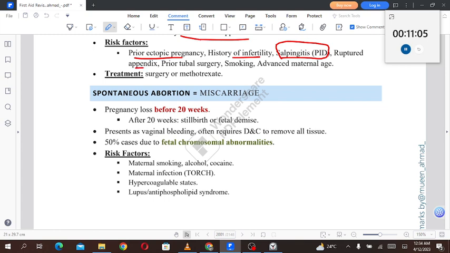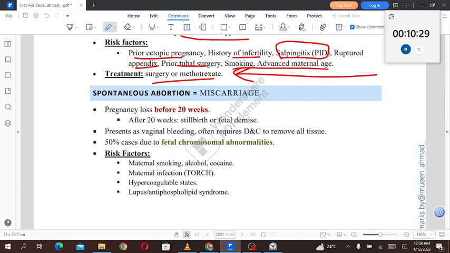There can be a ruptured appendix as a risk factor, because whenever there is a ruptured appendix, there will be inflammation in the whole peritoneal area. That inflammation may lead to pelvic inflammatory disease as well, and salpingitis can be there. So salpingitis is a risk factor for the development of ectopic pregnancy later on in life. Then prior tubal surgery, for example, a person who has had tubal ligation for contraception, or maybe some other causes, smoking and advanced maternal age. Treatment is done with surgery or methotrexate. Methotrexate was also used in the treatment of hydatidiform mole.